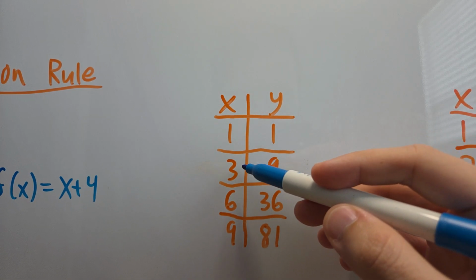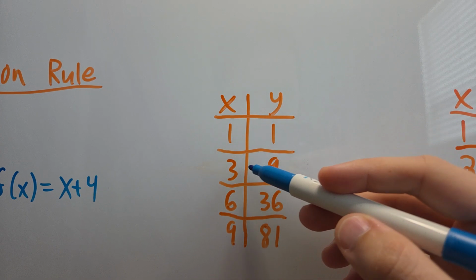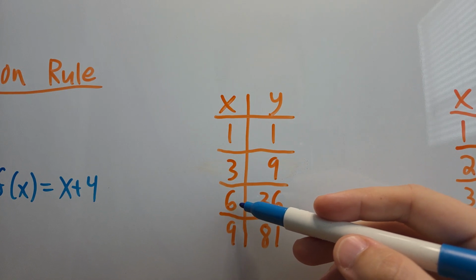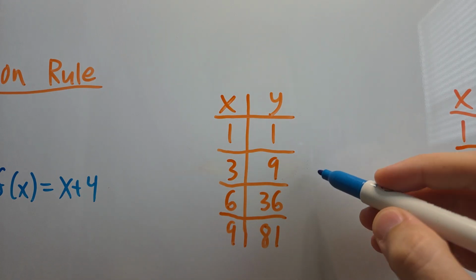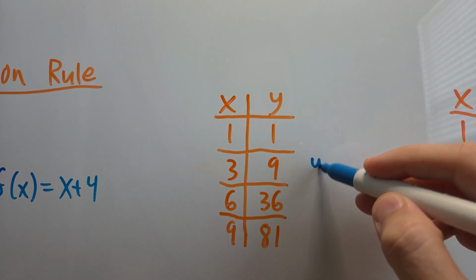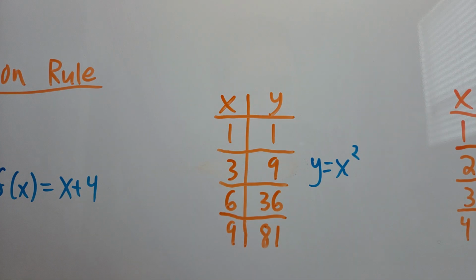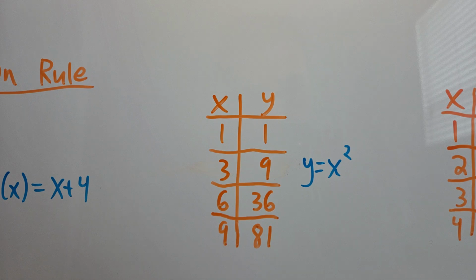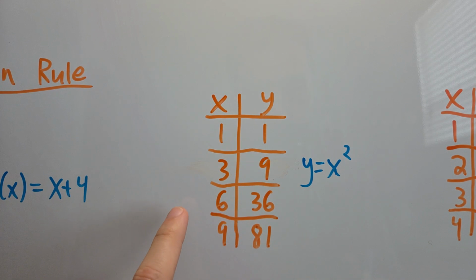Here from 3 to 9, well, I multiply by 3. I don't multiply 3 by 1 to get 1, so that rules that out. 3 times 3 is 9. That works. Likewise, 6 times 6 is 36, and 9 times 9 is 81. So for this function rule, I'm multiplying x by itself, or more specifically, y equals x squared. This is a curve, and we'll talk about curves much later on in algebra, but for right now, this is just the general idea for a curve.